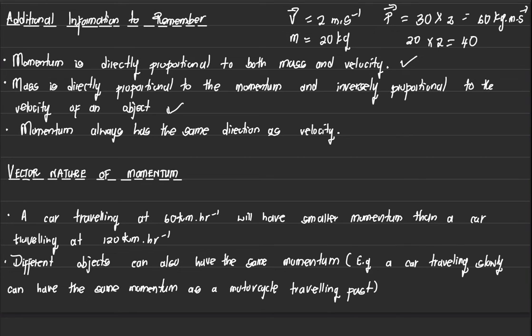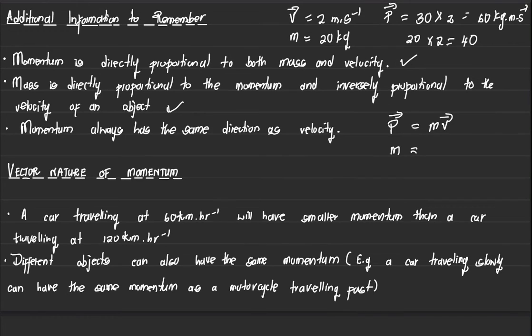The second point is that the mass is directly proportional to the momentum and it's inversely proportional to the velocity of an object. For example, if we make the mass the subject of the formula, let's start from the original formula. We have momentum, which is equal to mass multiplied by velocity. So if we make mass the subject of the formula, we're going to have m, which indicates mass, equal to momentum all over the velocity.